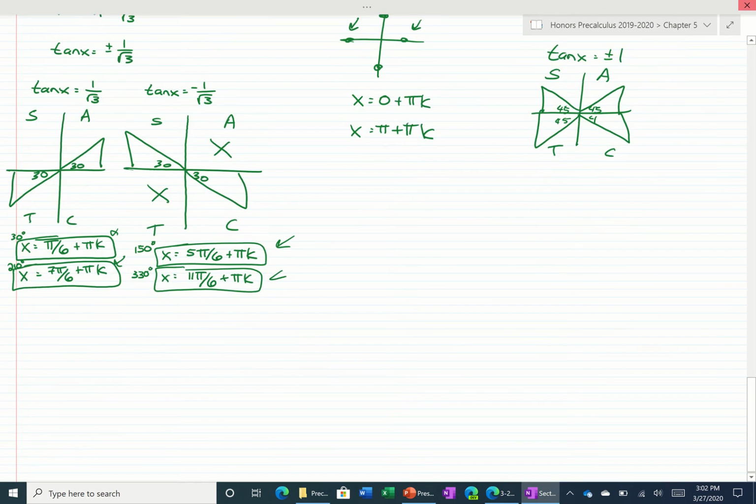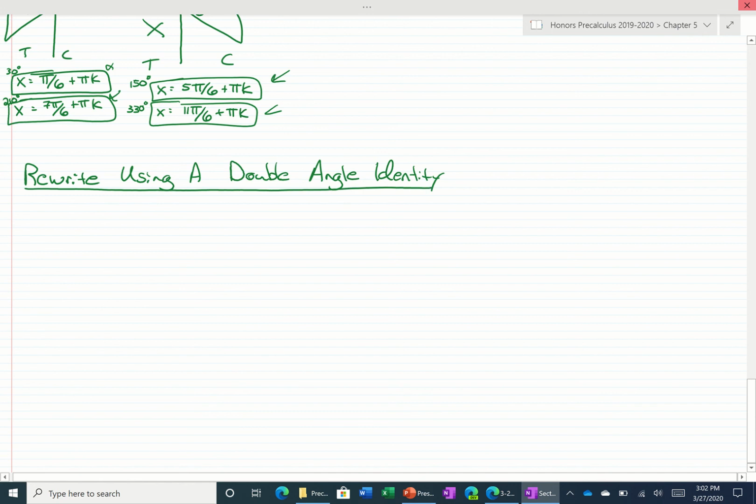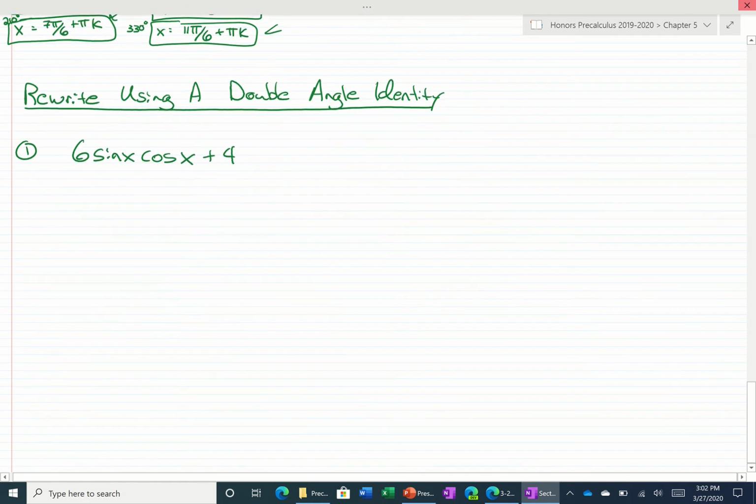A couple more examples for us today. What we're going to be doing is rewriting using a double angle identity. And the first problem looks like this. 6 sine of x cosine of x plus 4. And I want to write that using a double angle identity.